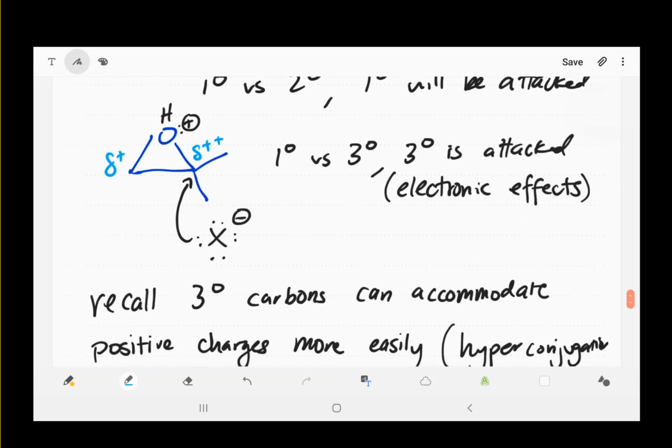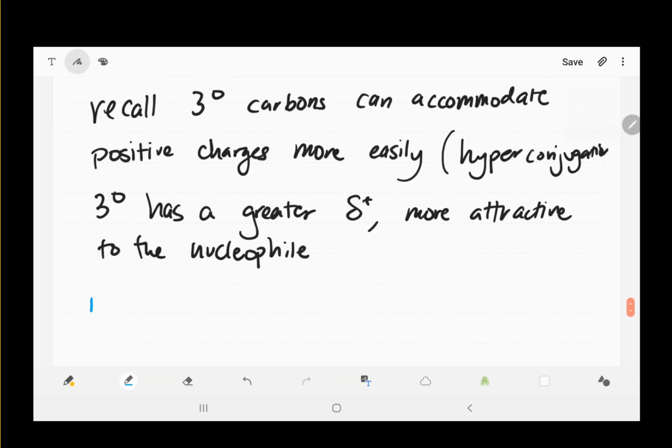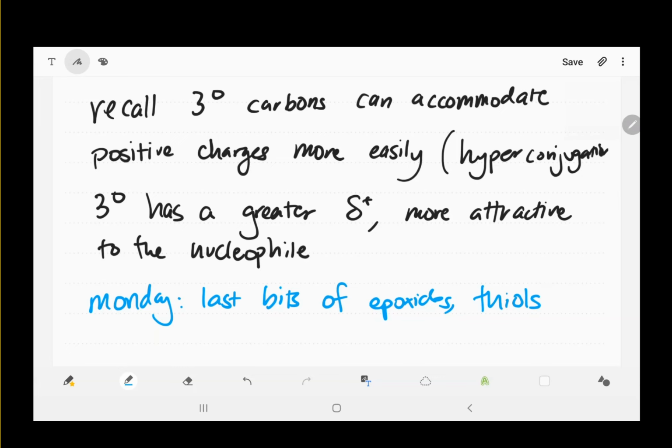All right, so we're pretty much out of time. We'll continue this last bit on Monday. Last bits of epoxides, and then we'll talk about thiols and sulfides. Those are really quick. There's really not much to talk about there, and then we'll start talking about conjugated systems.